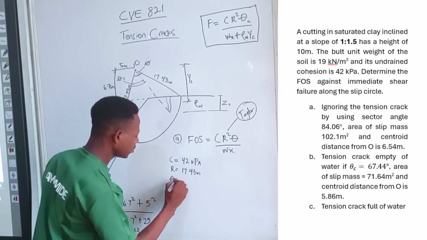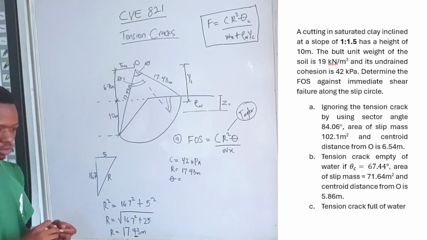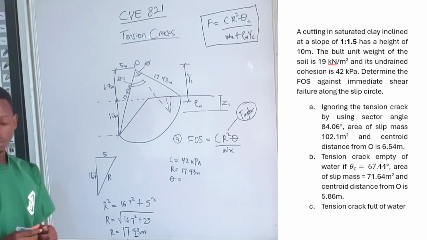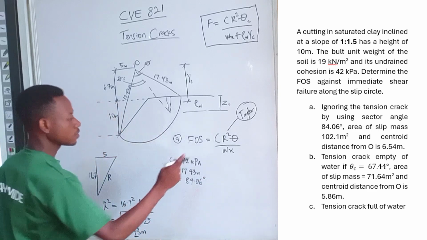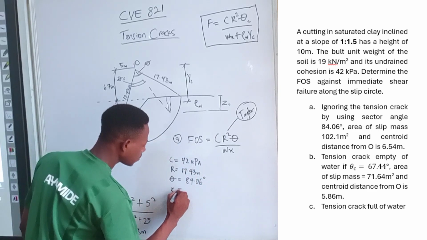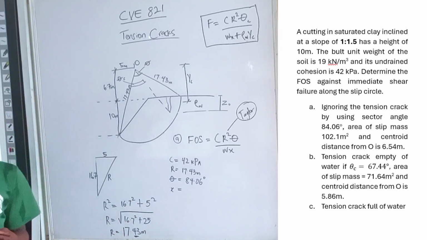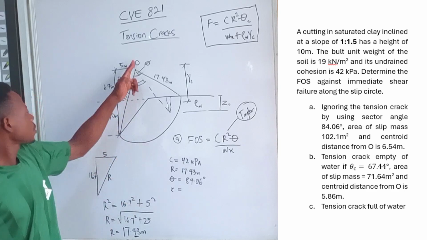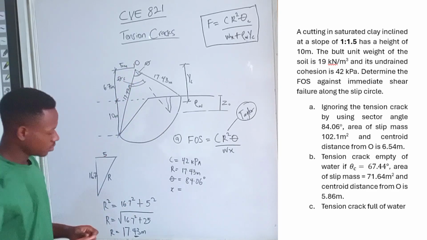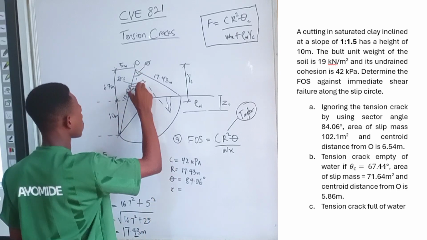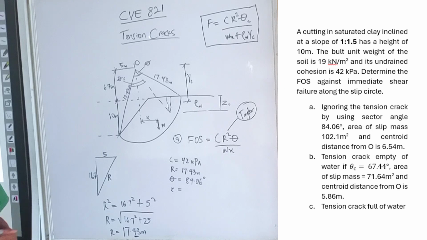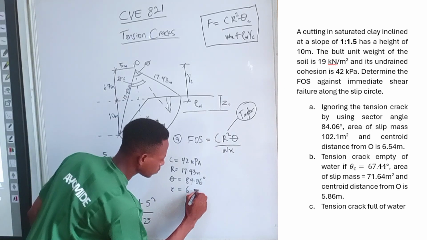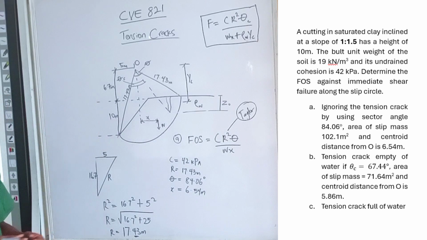Our theta was given as 84.06 degrees. Then our x was given in the question as 6.54 meters. That's the distance from here to that place. Can you indicate it in the drawing? It was given as 6.54 meters. So what else are we looking for?